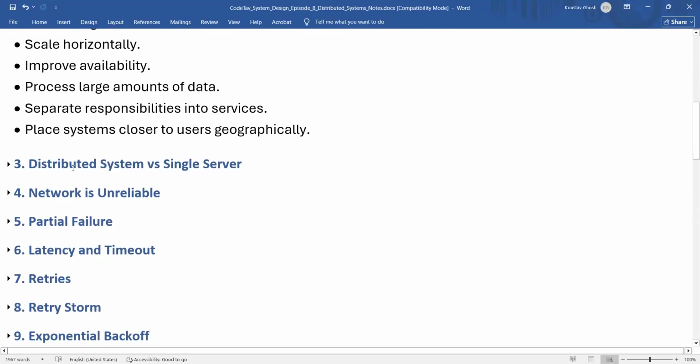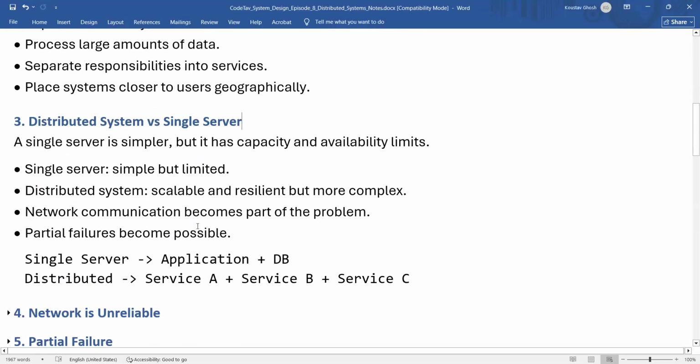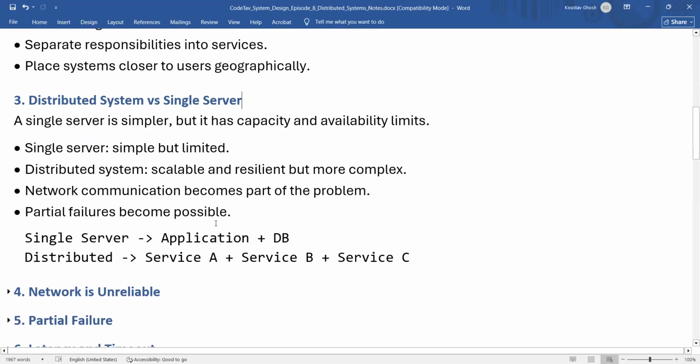Now, distributed systems versus a single server. Let's compare these two architectures. First, a single server architecture. There we have a server and a database. The client will hit the server and the server will fetch the data from the database. That is very simple. If the server has enough capacity, this architecture can work very well. But there is a problem. What happens if the server goes down? The entire application may become unavailable, right?